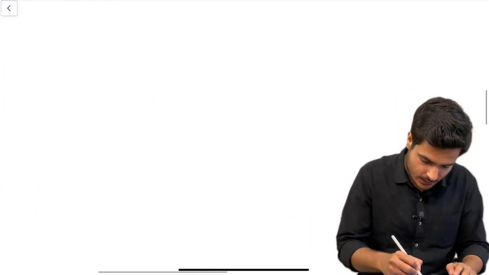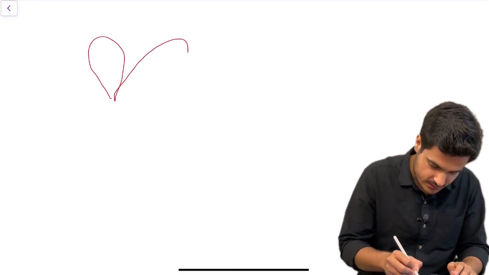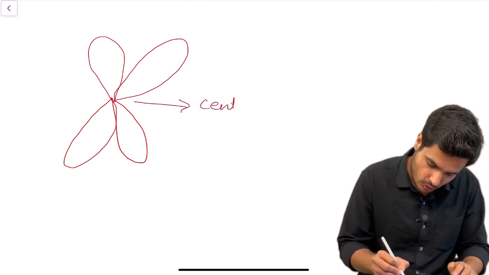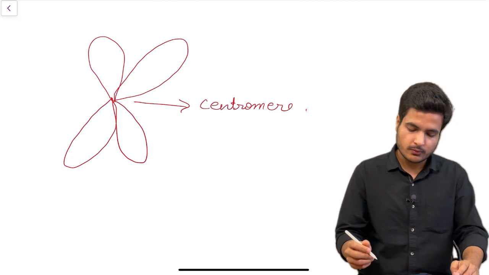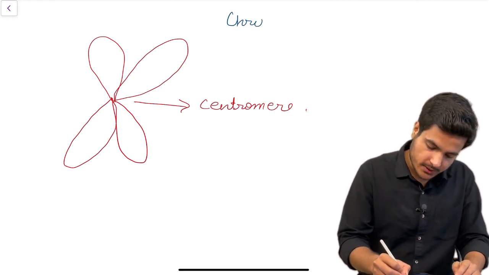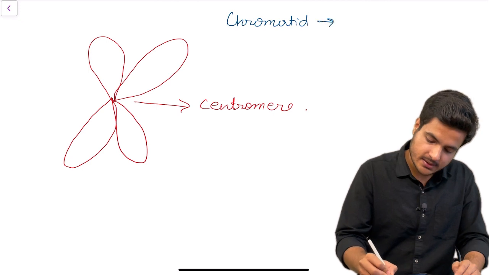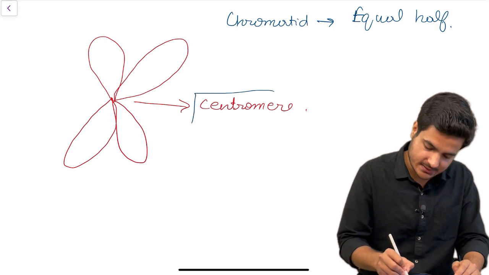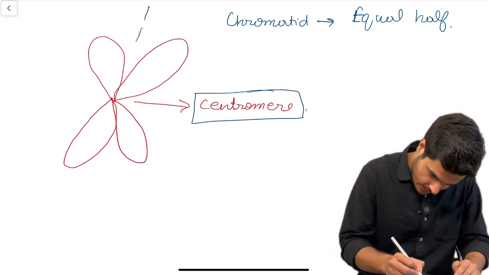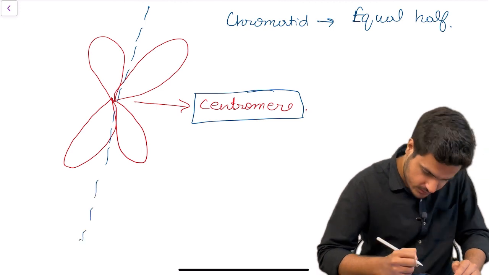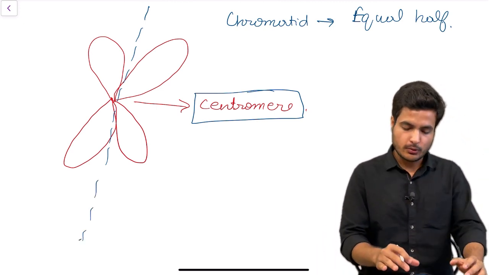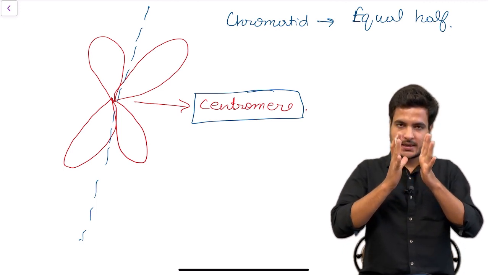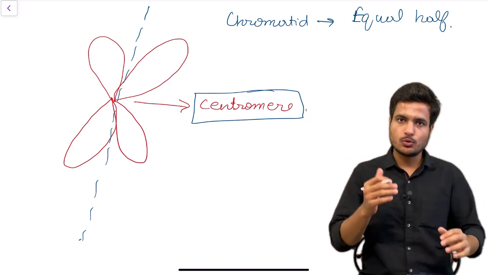You need to remember that in a chromosome, if I draw a chromosome, this is a chromosome. This primary constriction is called the centromere. And what do we mean by the term chromatid? A chromatid means an equal half of a chromosome, which is attached at a site called the centromere. So if I draw a line from the center of this chromosome, this is called a chromatid. Now in meiosis 2, what will happen? The chromosome will separate at the centromere, resulting in 2 chromatids, and each chromatid will be sent to a daughter cell.